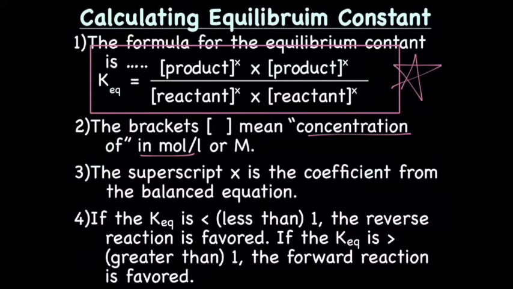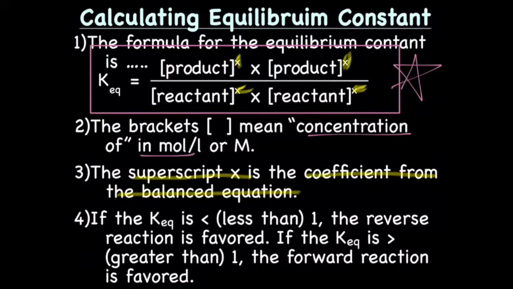And then let's discuss the little x up there. I'm going to highlight these x's. You might want to do this. These little "to the x" things, these superscripts: the x is the coefficient from the balanced equation. And a coefficient, if you remember, is that big number we use in front when we're balancing the equation.